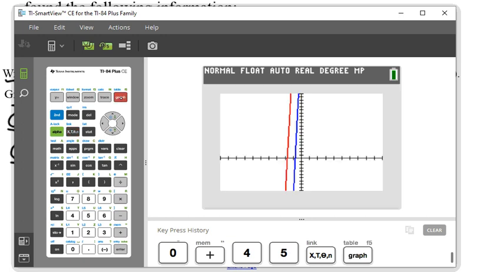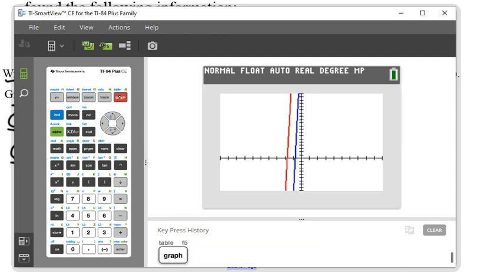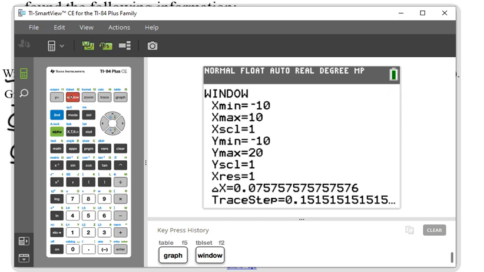Well, we can see here that our graph is off the screen. So where do we have to go? Let me just go back, see if I punched those in right. 40 plus 50x, 80 plus 45x. Graph it. What do we need to change? Our window has to go up. So we are going to window, y max. This has to go way up.